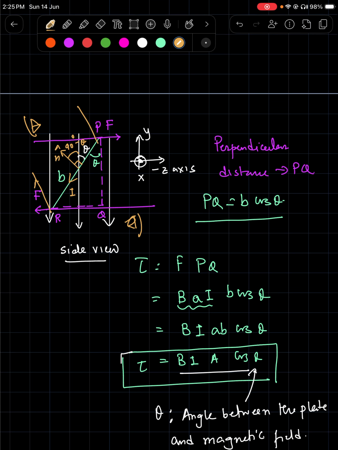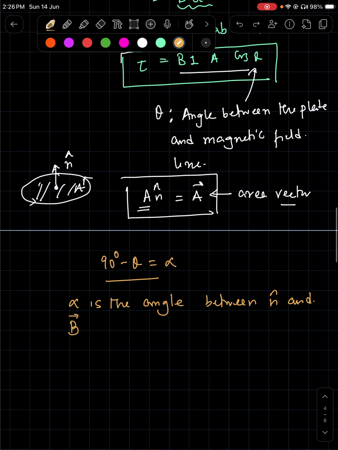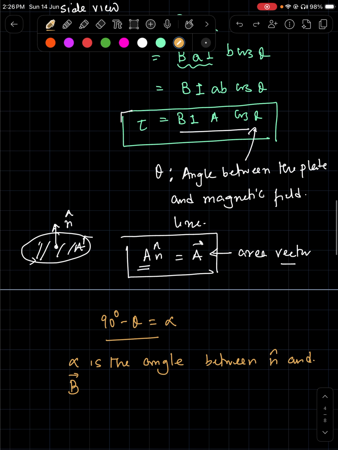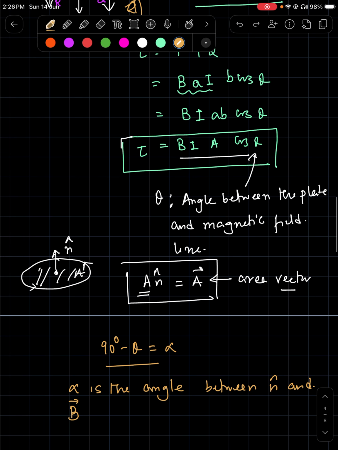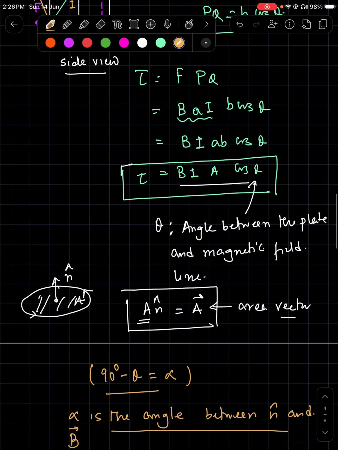Okay. So you can take the n cap in different directions, so it does not matter. That is the angle between them, say alpha, or you can take this angle also. It does not actually matter in this calculation. But we have to remember that 90 degree minus theta is alpha. Alpha is the angle between the n cap and the magnetic field line.